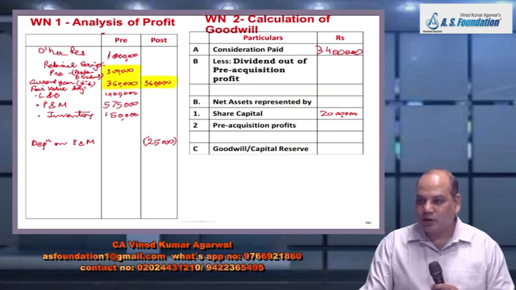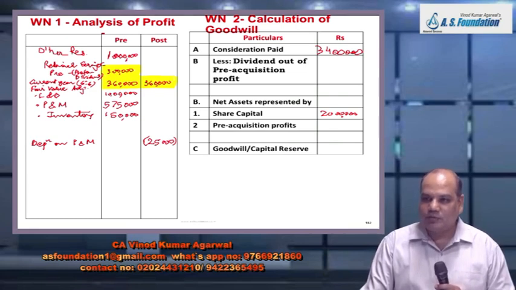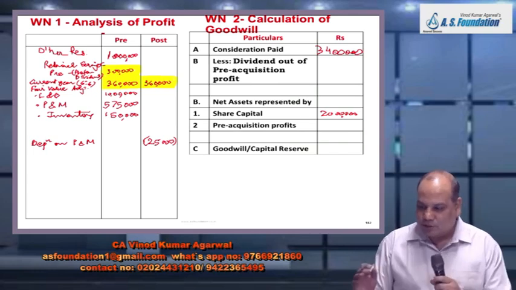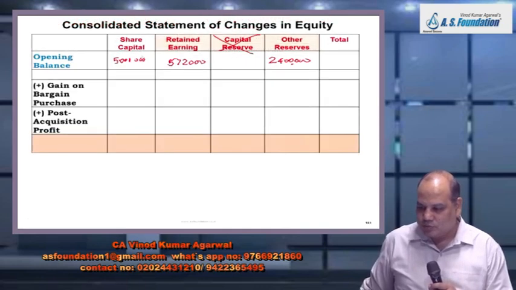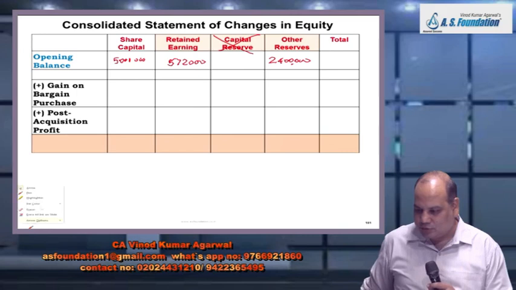It comes to 10,20,000. But your SOFP figure is only 8,20,000. Why is there a difference of 2 lakh? Dividend. That dividend is paid by the subsidiary and received by the parent company, so it needs to be adjusted in the SOCIE.